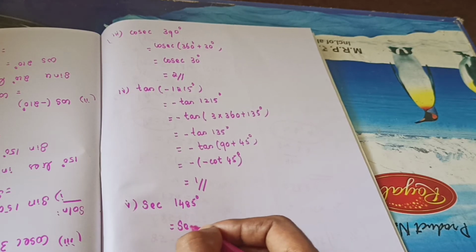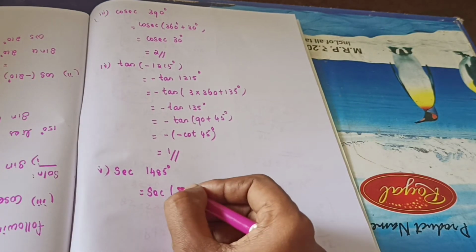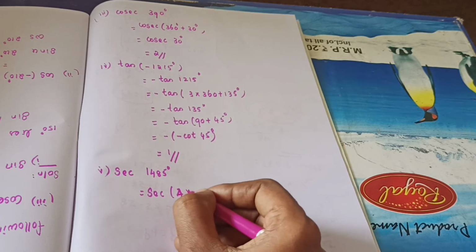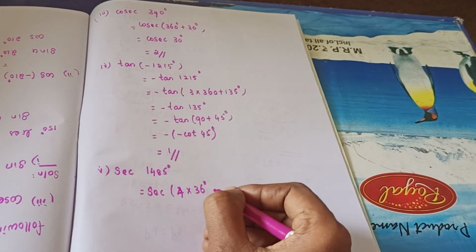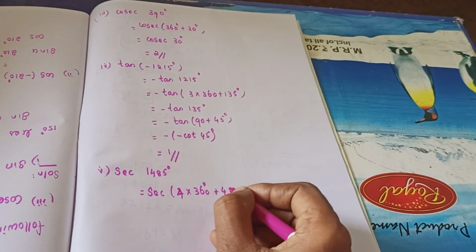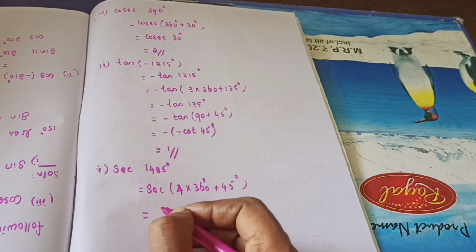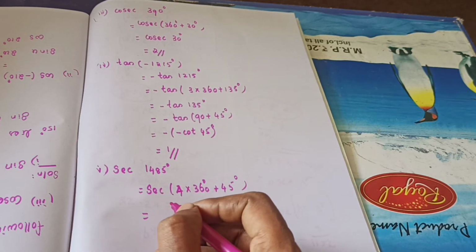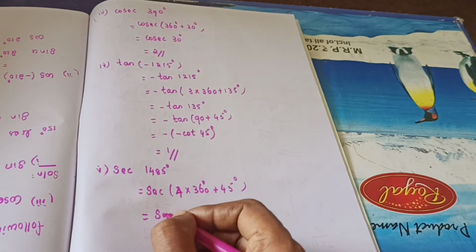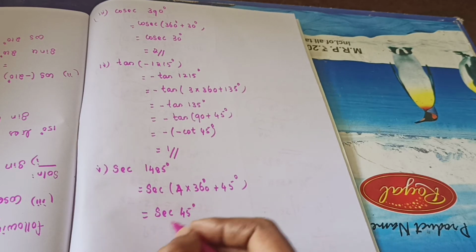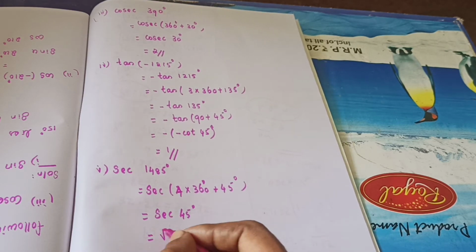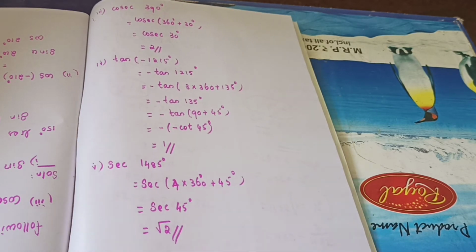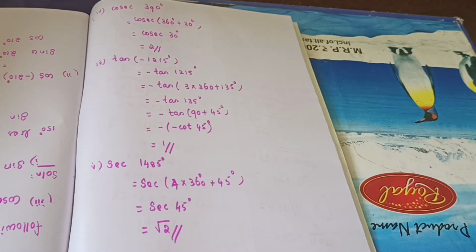Equal to secant of, shall I write as 4 into 360? The remaining must be 45 degrees. So secant of 360 plus theta, check it. Secant of 360 plus theta is secant theta, correct? Secant of 45 degree. What's the value for secant 45? Root 2. That's the answer. Understand, students? Okay, very easy.